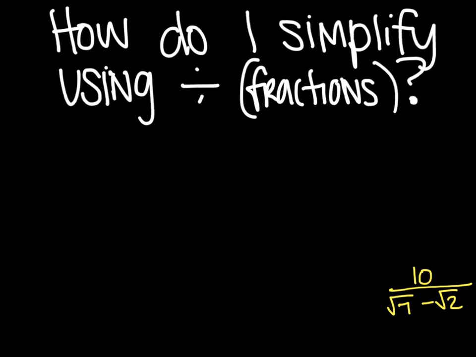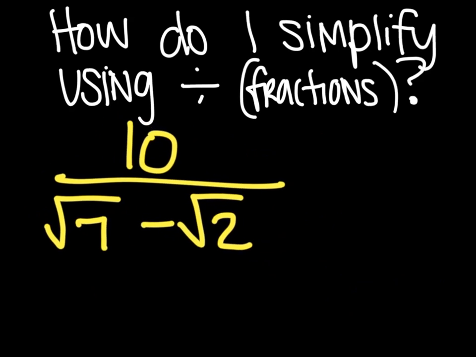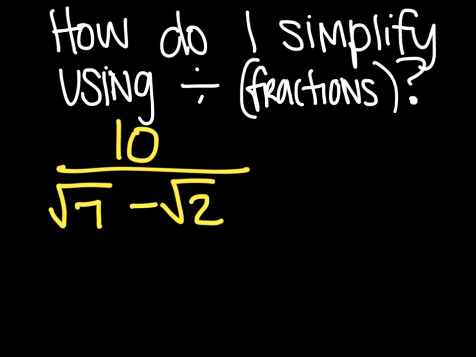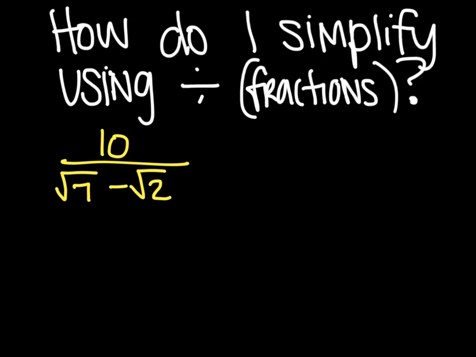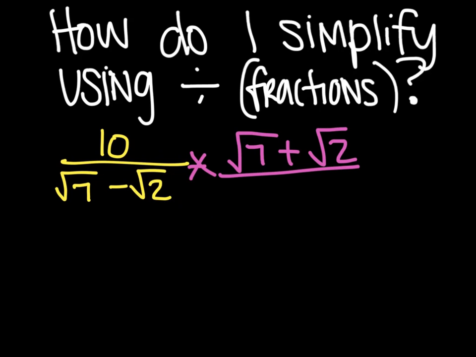All right, how do you simplify using division? In other words, when there's fractions involved. So here's our problem. 10 over the square root of 7 minus the square root of 2. So the first thing you want to do is multiply by the conjugate. So I'm going to multiply by the square root of 7 plus the square root of 2. And I'm going to do that in both the numerator and the denominator.